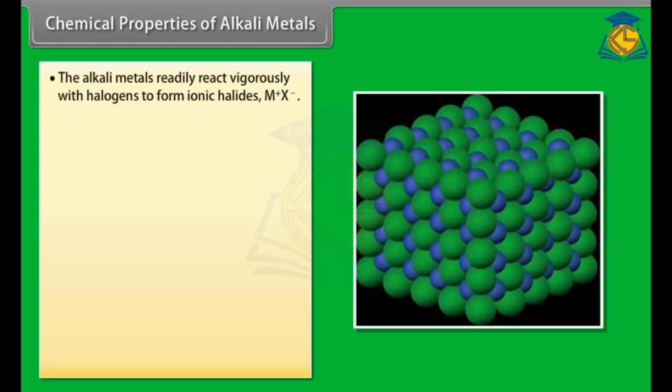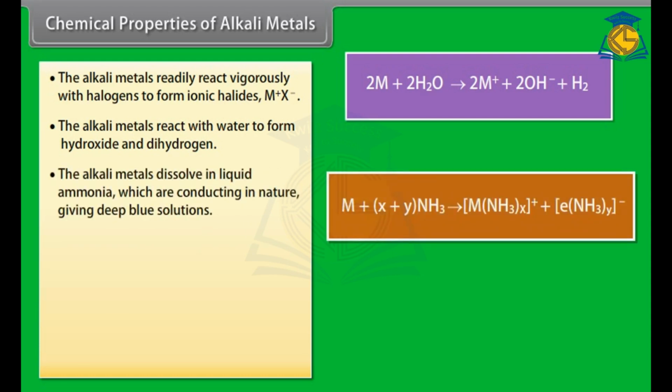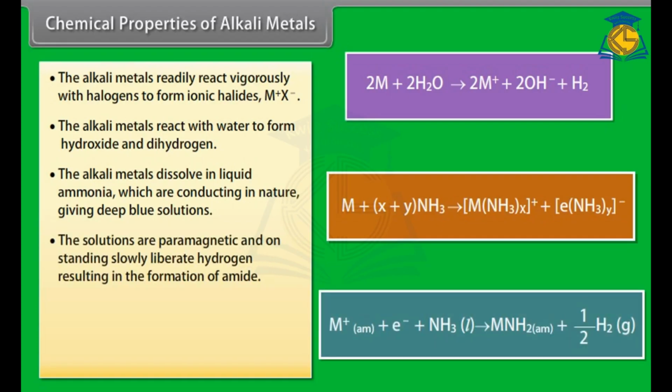Chemical properties of alkali metals. The alkali metals readily react vigorously with halogens to form ionic halides, M+ X-. The alkali metals react with water to form hydroxide and dihydrogen. The alkali metals dissolve in liquid ammonia, which are conducting in nature, giving deep blue solutions. The solutions are paramagnetic and on standing slowly liberate hydrogen, resulting in the formation of amide.